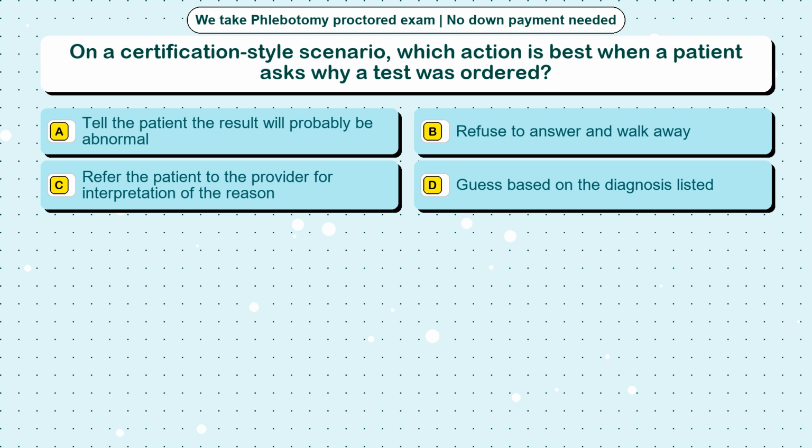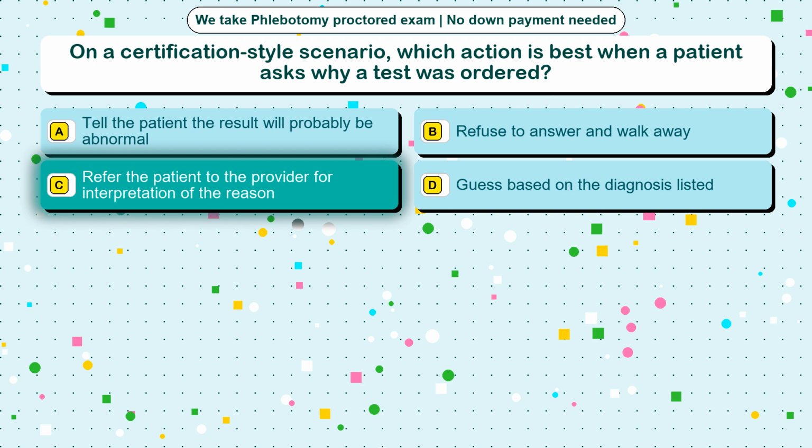Question 85. On a certification-style scenario, which action is best when a patient asks why a test was ordered? Option A. Tell the patient the result will probably be abnormal. Option B. Refuse to answer and walk away. Option C. Refer the patient to the provider for interpretation of the reason. Option D. Guess based on the diagnosis listed.